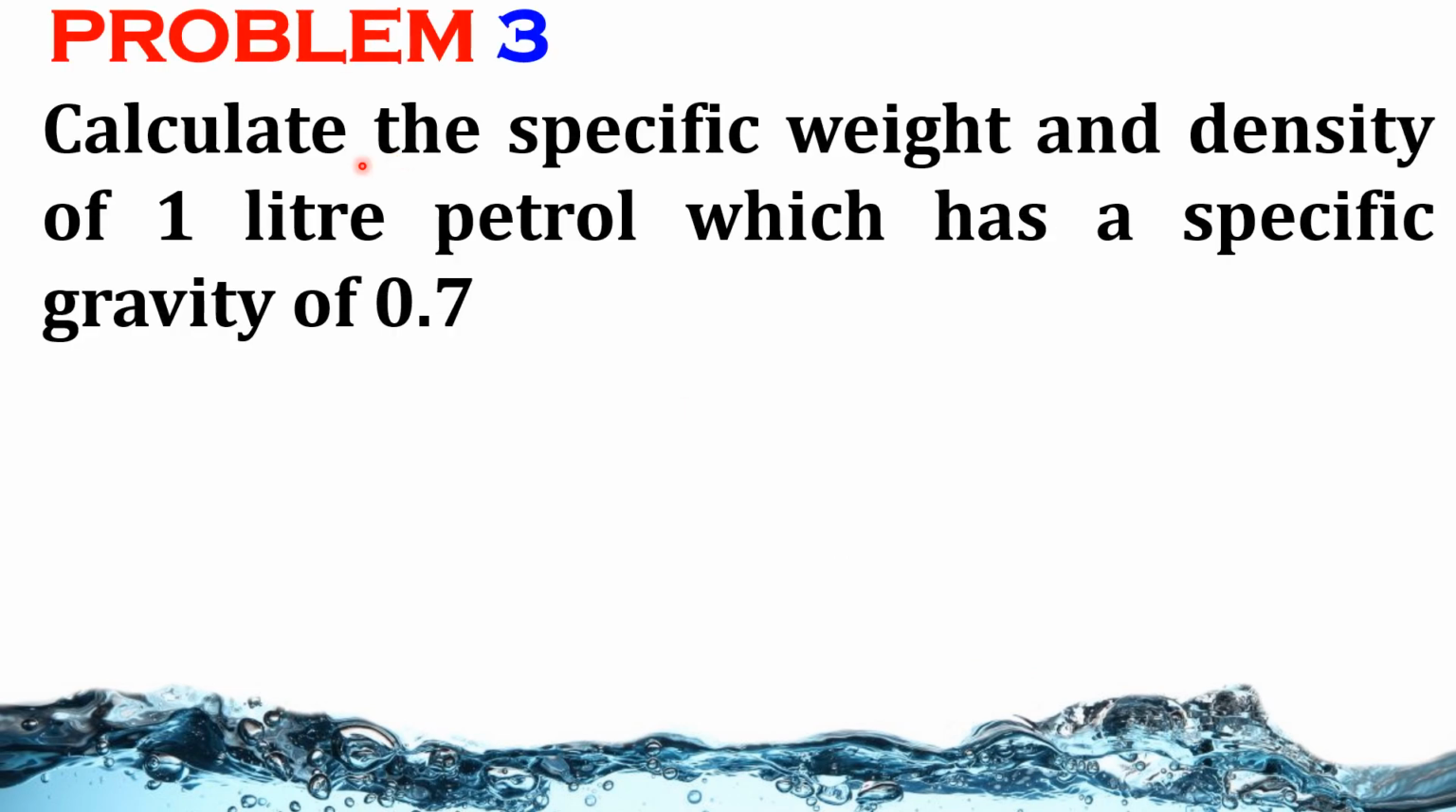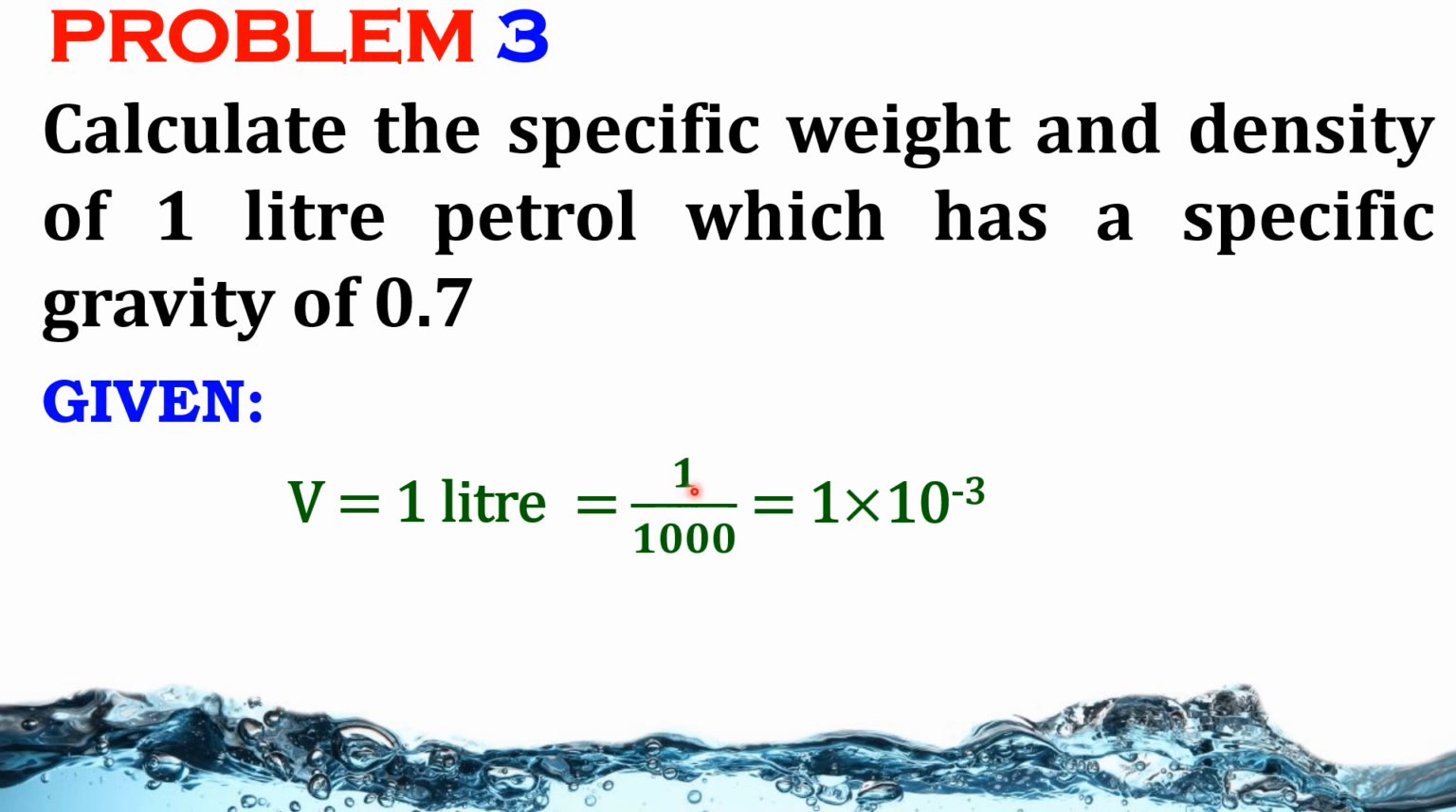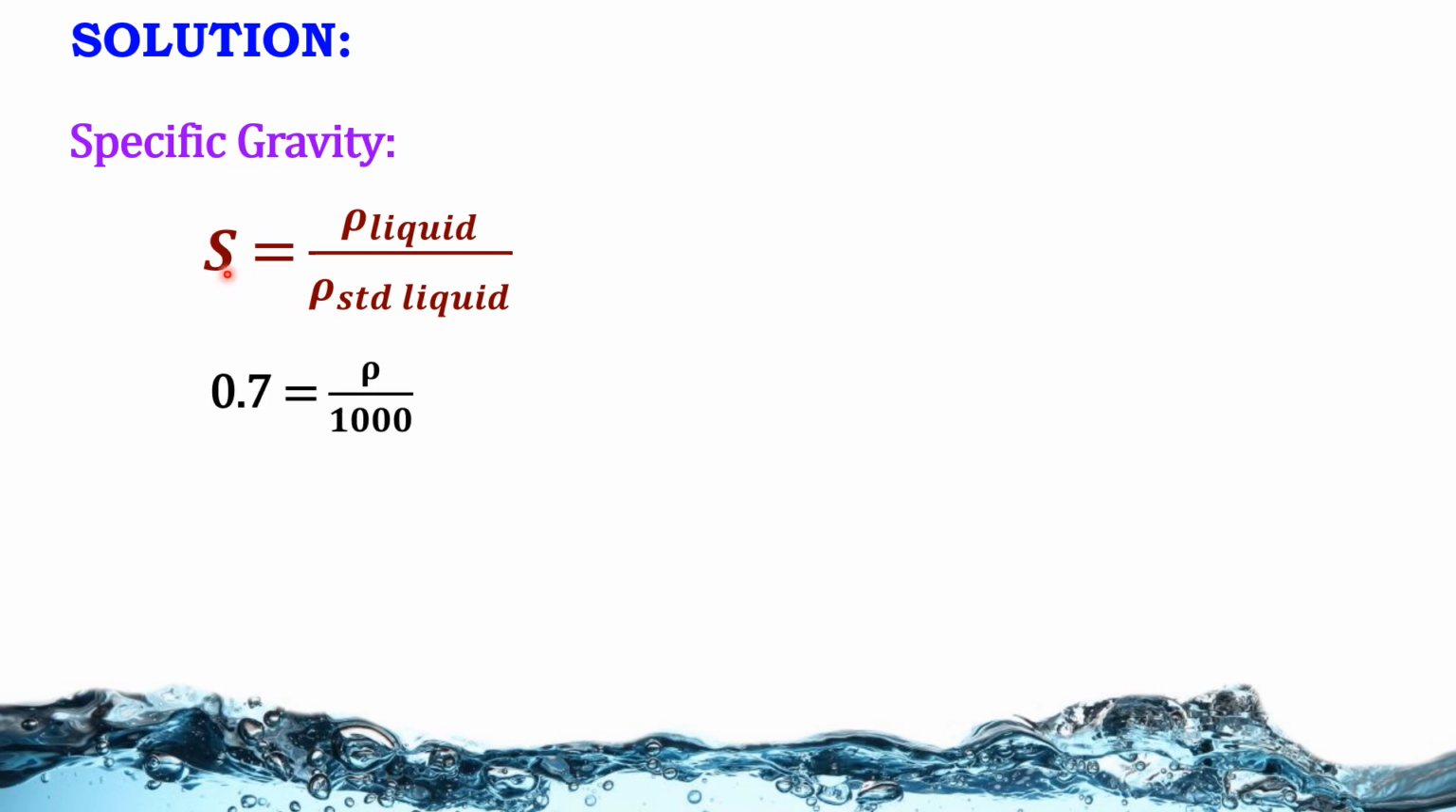Your third problem. Calculate the specific weight and density of 1 liter petrol which has a specific gravity of 0.7. Given data, volume 1 liter, unit conversion. So divided by 1000, 1 into 10 to the power minus 3 meter cube. They are given your specific gravity capital S as 0.7. Solution. Specific gravity S is equal to density of liquid divided by density of standard liquid. We know that the standard liquid density is 1000. Therefore, density of petrol is 700 kg per meter cube.